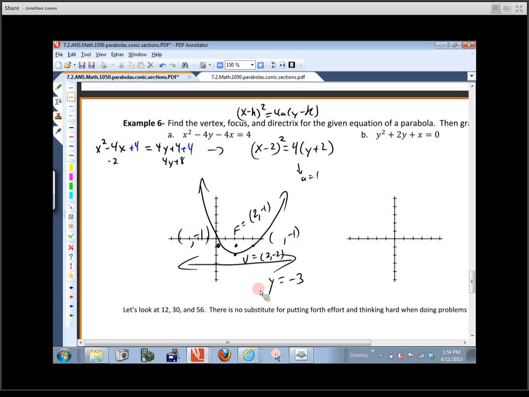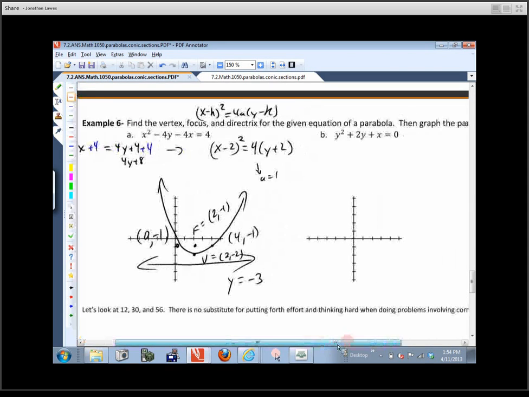Okay, we got it? These 3 points are right on the same horizontal line. They all have the same y coordinate. So I went forward 2, that's going to put me at 4. I went back 2, that's going to put me at 0. Any questions? Sure? Okay, let's take a look at the next one.